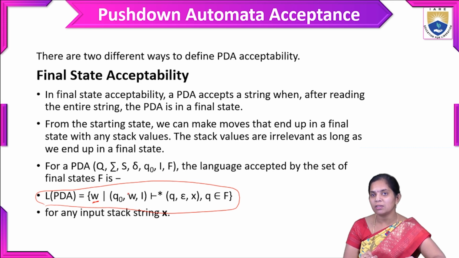So in that string we have to take one string that is named as word, and this triple notation we already discussed. This is the current state and we have to start from the initial state, so q naught comma w, where w is the word which is unconsumed, and I is the top of the stack symbol. And turnstile star is nothing but multiple moves from IDs.